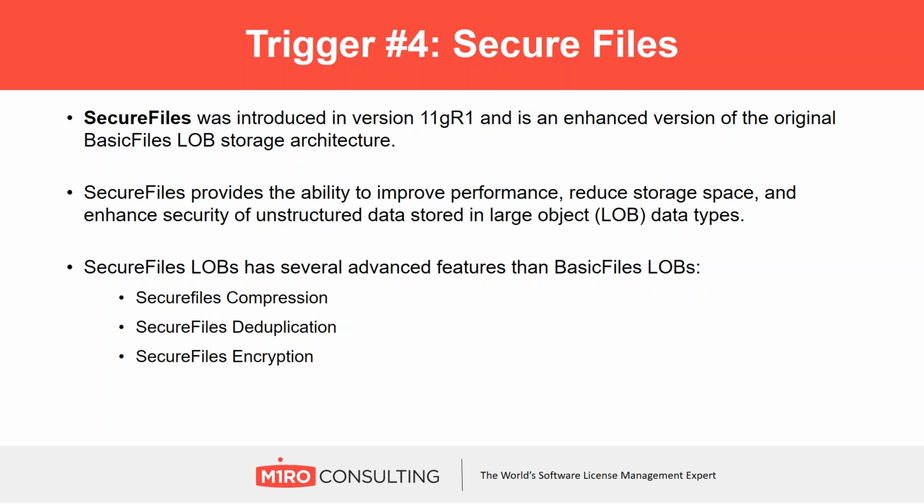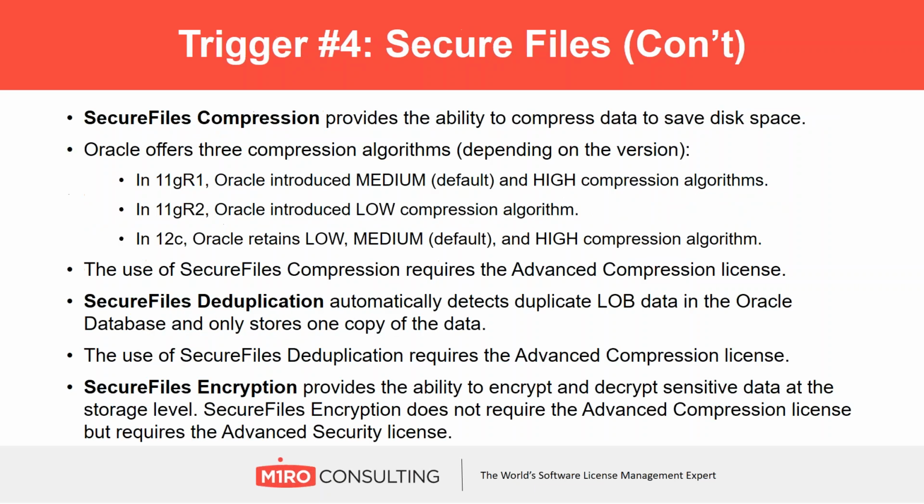Typically, most clients utilize all 3. And if you do, what Oracle ends up doing is first it compresses, and then it checks for dupes, and then it encrypts the data. So with SecureFiles compression, that provides the ability to compress data to save disk. And Oracle offers 3 different algorithms. Again, depending on the version of the database that you're on, there are different options there.